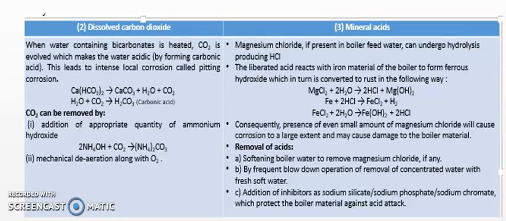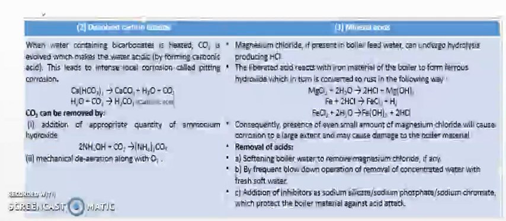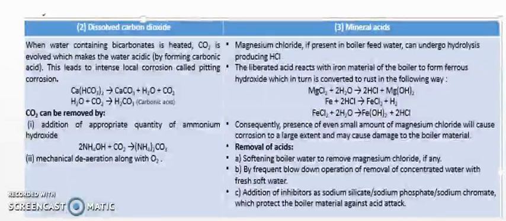Carbon dioxide can be removed by the addition of an appropriate quantity of ammonium hydroxide, which forms ammonium carbonate. Using a mechanical deaerator, along with oxygen, can also remove the dissolved carbon dioxide in water.